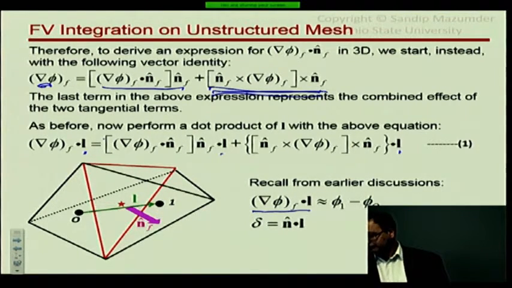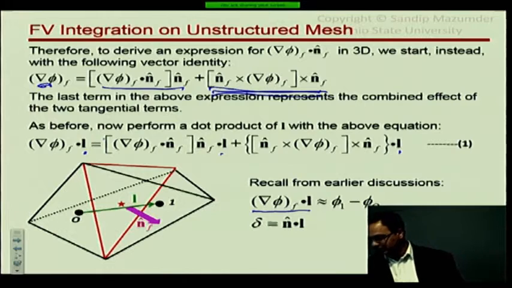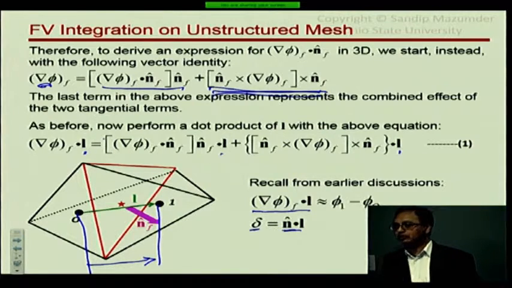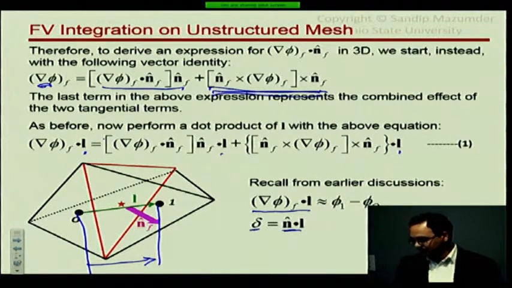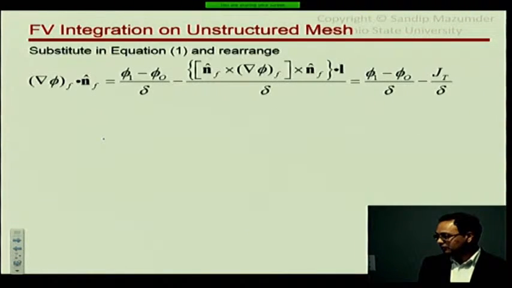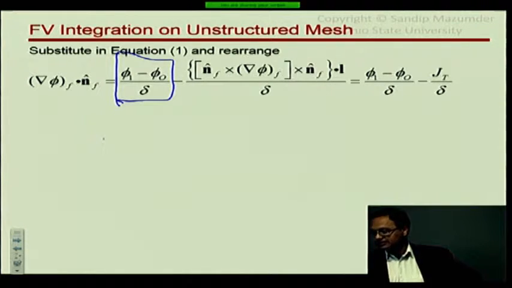Grad phi dot L is approximately phi1 minus phi naught. Same derivation as 2D, because that was done in a vectorial sense. So we're just using that, and then we are going to define this delta, which is the n dot L, which is basically this distance, the distance between the two centroids in the direction of the normal. It's kind of hard to see here in 2D, but that's what that is. So if we do that, then our first term is just like in 2D, phi1 minus phi naught over delta. The only big difference is the expression for this tangential flux.